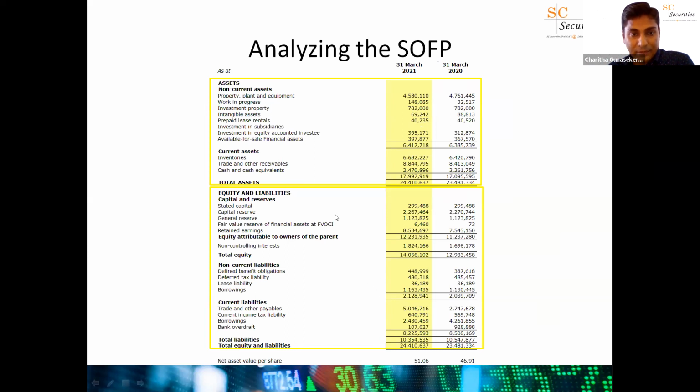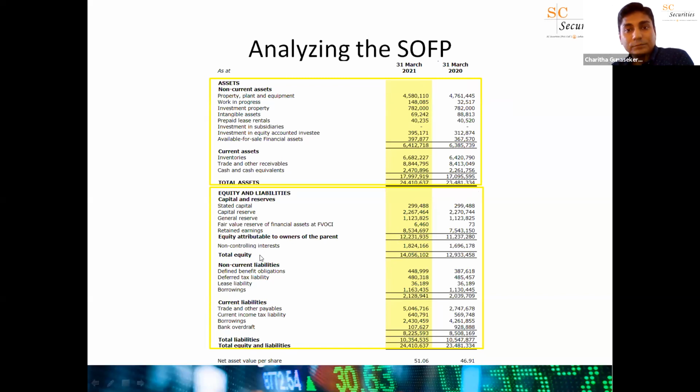Now let's look at this. This company has total assets worth 24.4 billion. Now this 24.4 billion is funded in this way. The shareholders own 14 billion. That's the figure called the total equity.